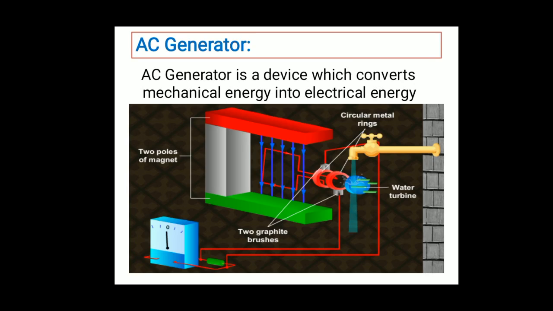Based on the type of mechanical energy used, there are three different types of generator, such as hydroelectric power generator, thermal power generator, and nuclear power generator. So this classification is done based on the type of mechanical energy used.